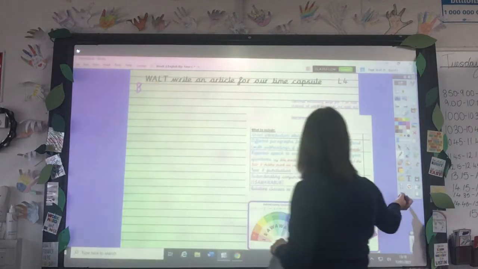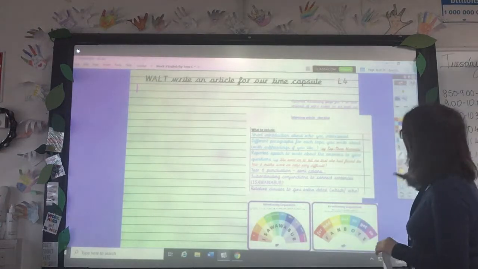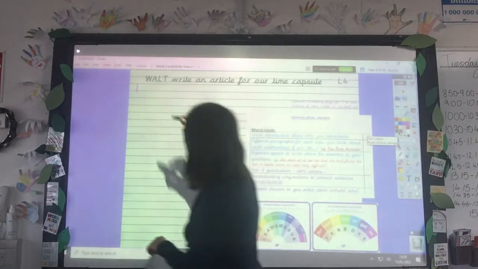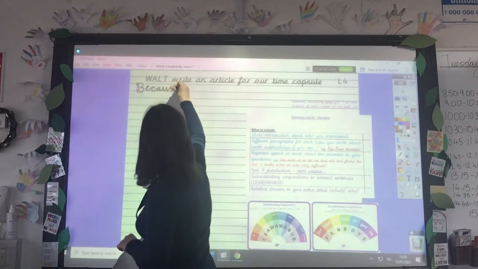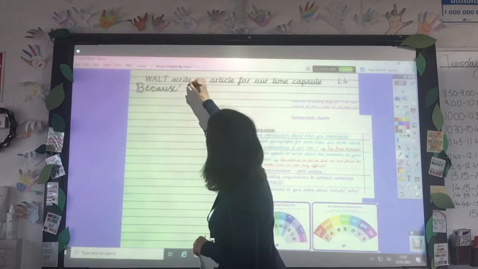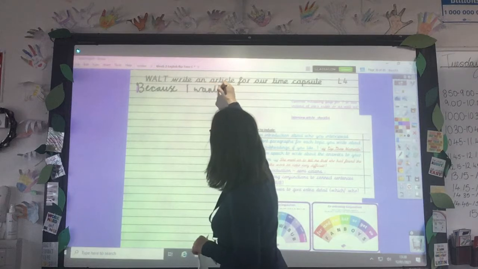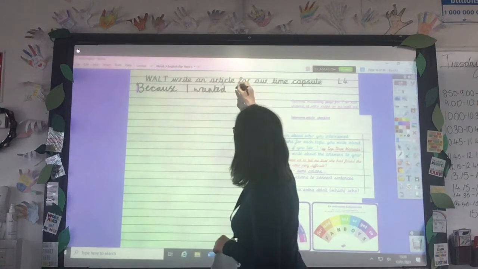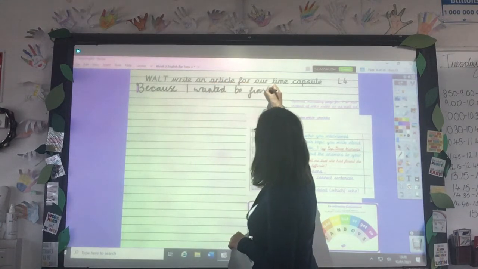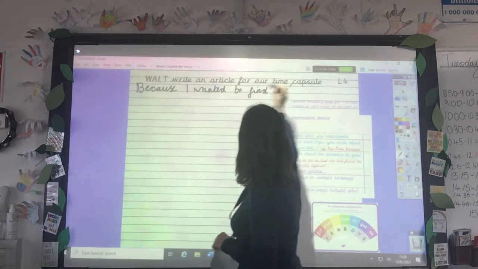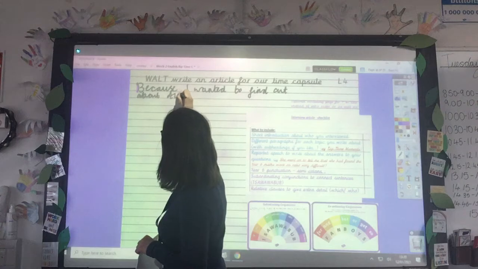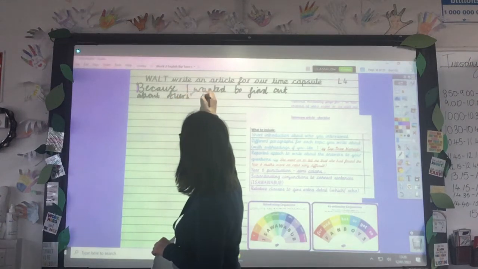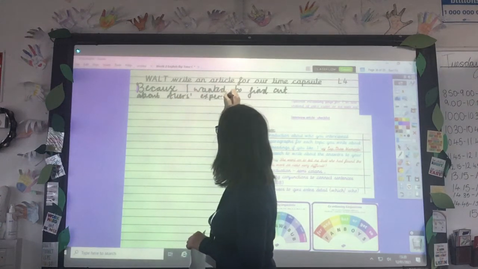Oh, I don't really want purple. I'm not editing. I'm going to use black because I think it shows up better for you at home. Because I wanted to find out about other people's experiences during lockdown. Because I wanted to find out about, I'm just going to write about others' experiences actually. That sounds a bit more concise.